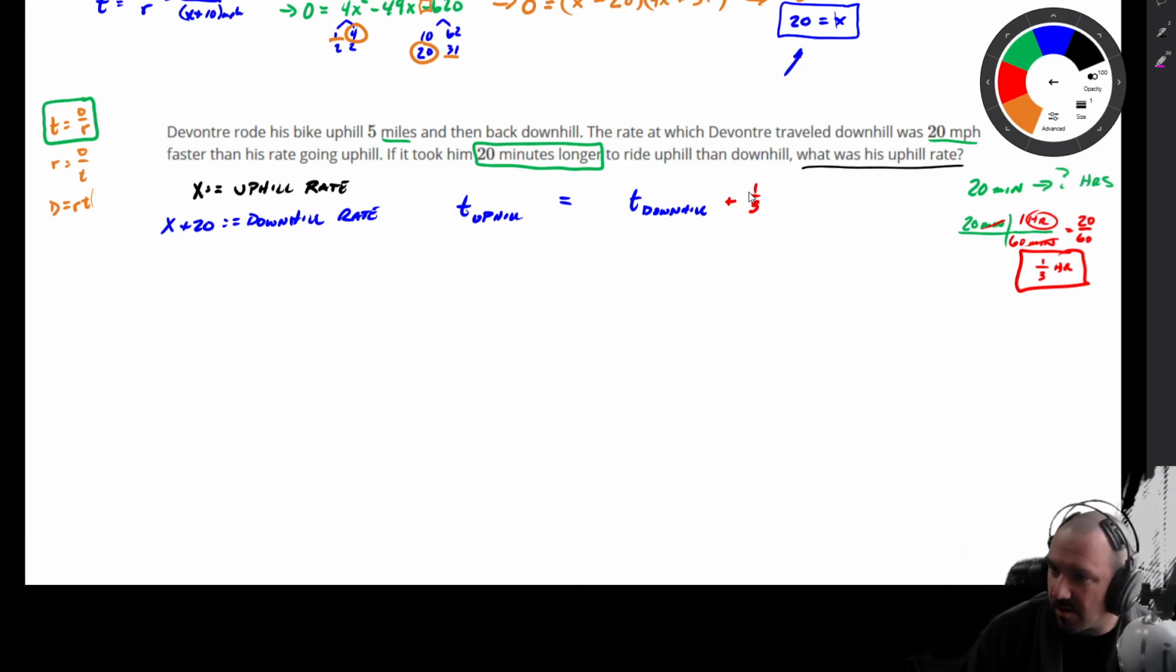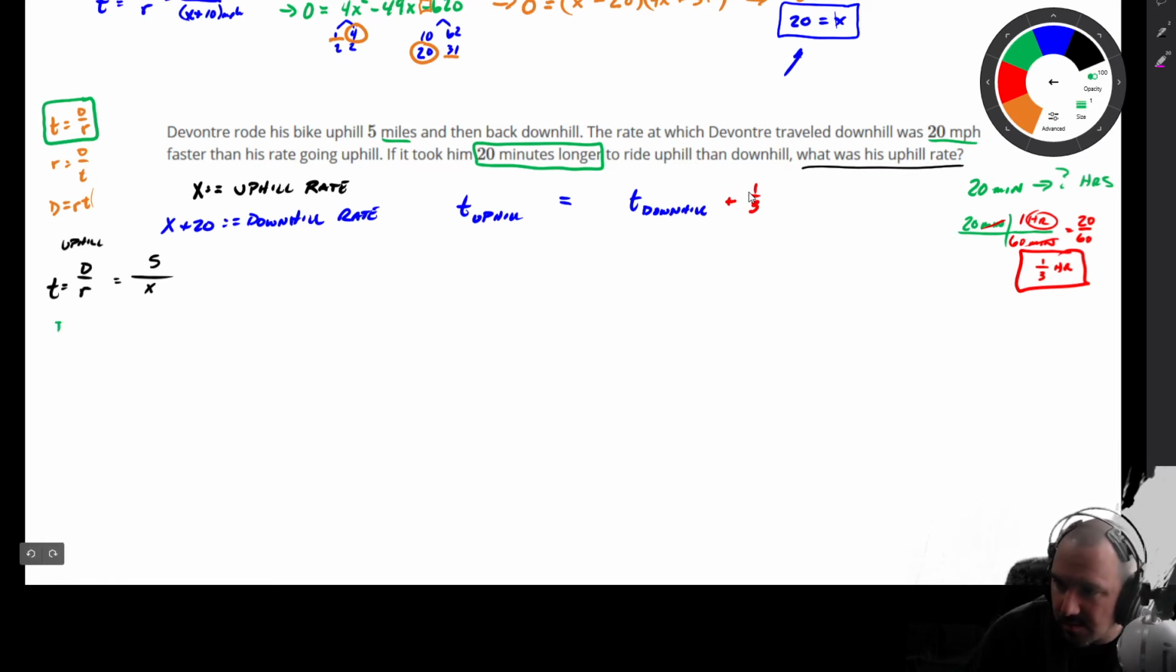Just as before, my time is equal to distance over rate. My uphill is going to be different than my downhill. So here's my uphill. The distance is 5 miles. My rate is X. All right, that's fair. For my downhill, I'm getting lazy. Time is distance over rate. My distance is 5. My rate is X plus 20.